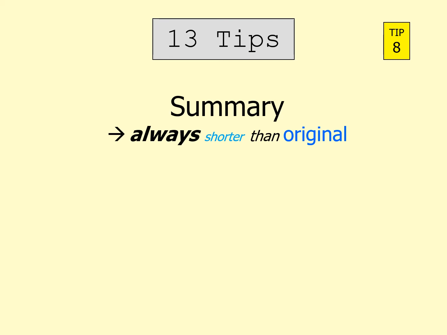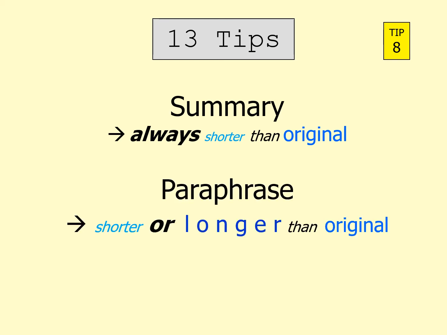To repeat, a summary is always shorter than that which it is a summary of. But a paraphrase could be shorter or longer than that which it is a paraphrase of. If the original text is wordy, the paraphrase will be shorter. But because by paraphrasing you're trying to make the meaning of a sentence or passage as clear as possible, if the original sentence is very brief, ambiguous, vague, technical, or all of the above, your paraphrase is likely to be longer than the original.